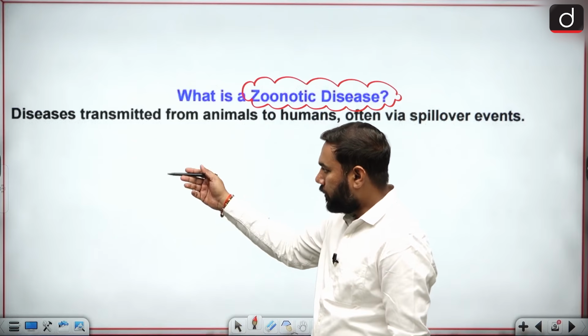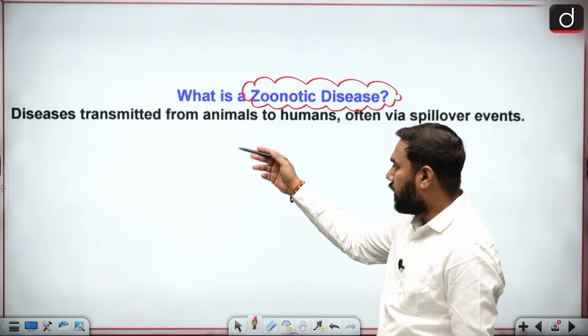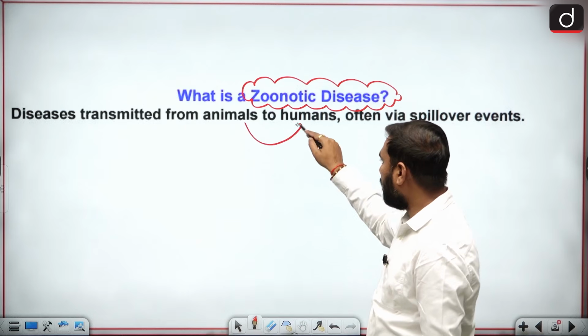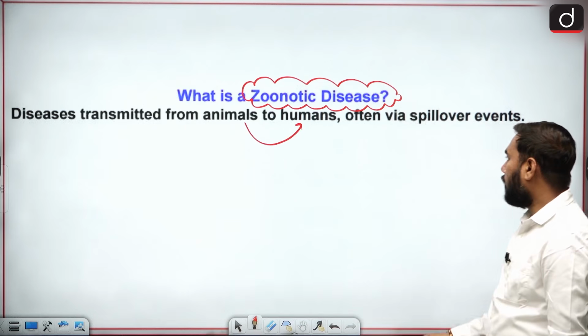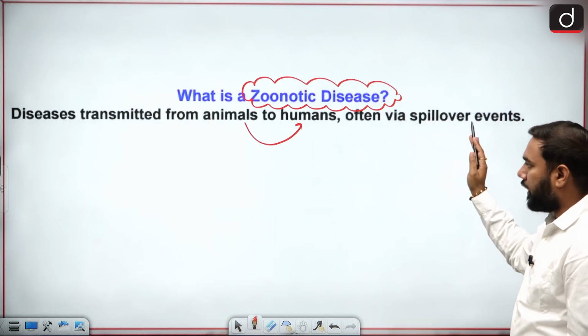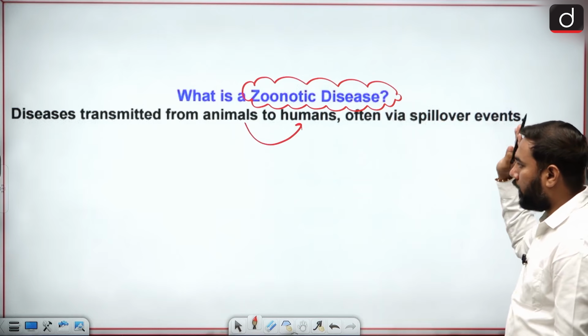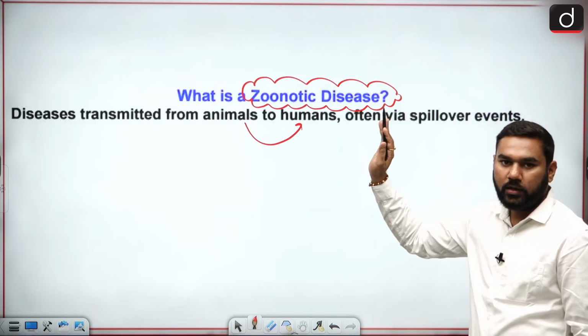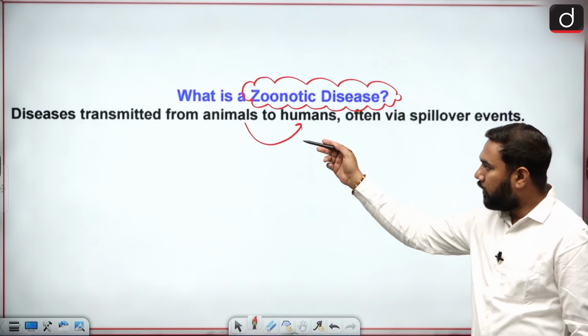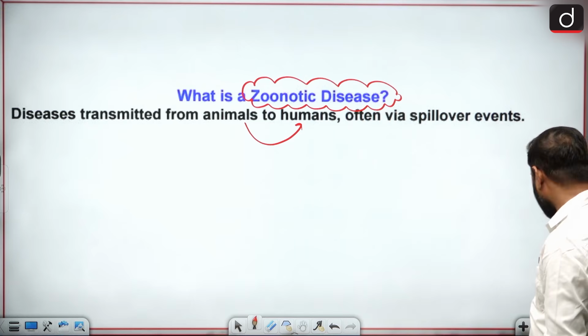So basically the definition is the disease transmitted from animal to human, like any kind of event can be there. No, we can say only one event, but actually any kind of impact. Animal to human transfer of the disease.